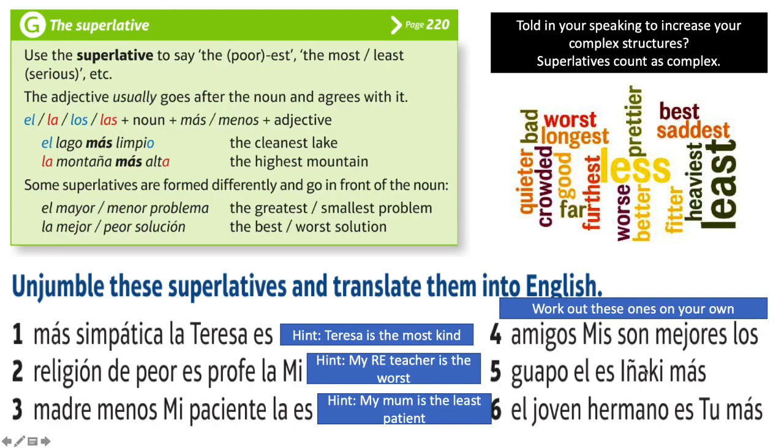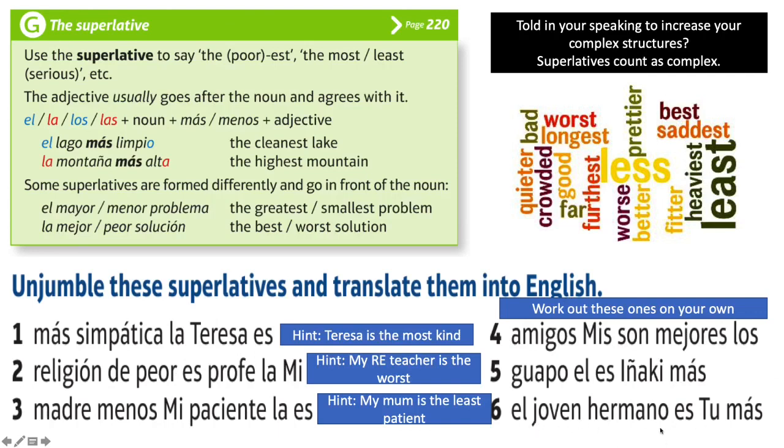5, you want to say, Iñaki, it's a name for a boy. It's normally a name that people use in the north of Spain. So Iñaki is the most handsome. So you have to say Iñaki es el más guapo. Iñaki es el más guapo.